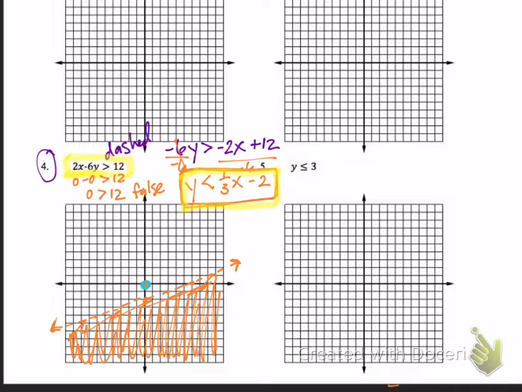So if you want to check to see if you did the right thing, you do the 0-0 test. If it's true, you shade where 0-0 is. If it's not true, if it's false, then you shade where 0-0 is not.